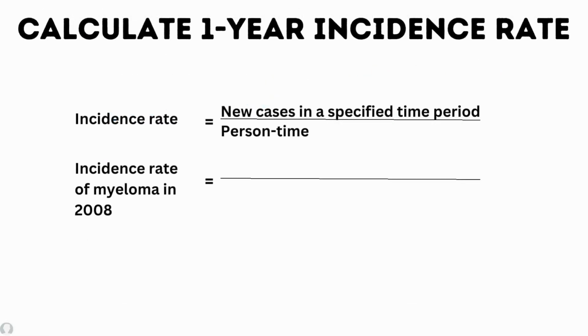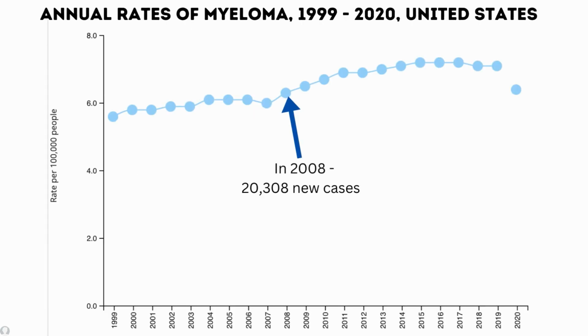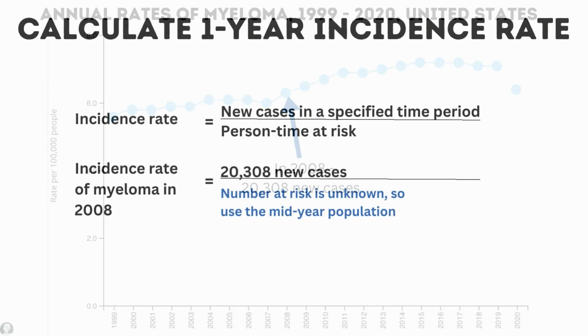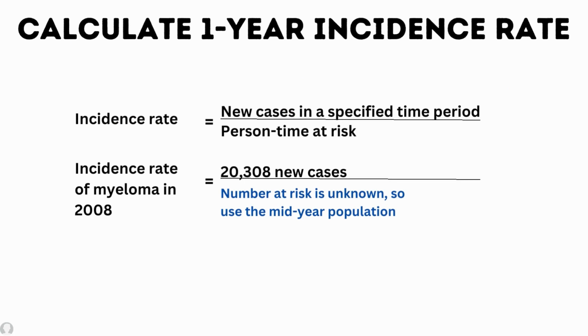How is this number calculated? Let's start with the formula for incidence rate. Then let's find out the numerator, which would be the number of new cases in 2008. We can do this on the data visualization page by hovering over the dot, which shows us that there were 20,308 new cases in 2008. After we plug this number into the formula, we need to find the person time at risk.